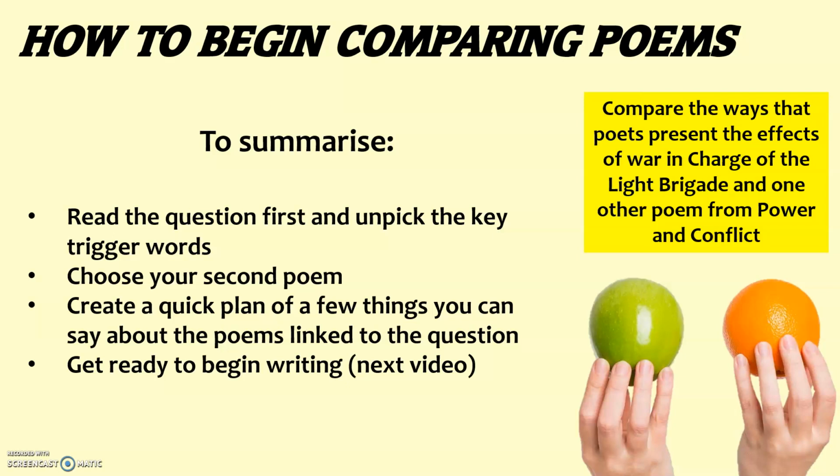To get going though, if you're still at a stage where you want to practice this a little bit further, then on the right hand side of your screen there in the yellow box, compare the ways that poets present the effects of war in Charge of the Light Brigade and one other poem from Power and Conflict. Have a little go at that, choosing a poem and then doing the 4 bullet point-ish comparison of the two.